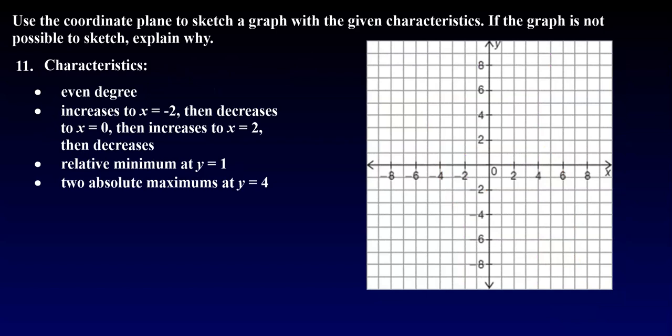So now what I'd like you to do is try number 11 on your own. Okay, you're going to use the coordinate plane. Again, same thing. This time we have even degree. It's increasing until you hit x equals -2. Then it's decreasing when you hit x equals 0. Then it will be increasing again until you hit x equals 2, and then decreasing after that. It also has a relative minimum at y equals 1 and absolute maximum or maximums at y equals 4. So go ahead and try this now. Pause it, and then when you're done, unpause and check to see how you did.